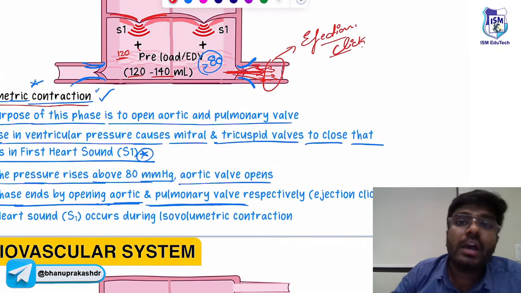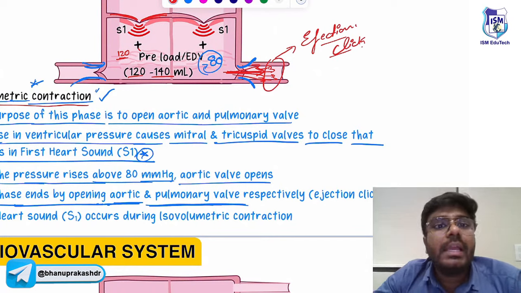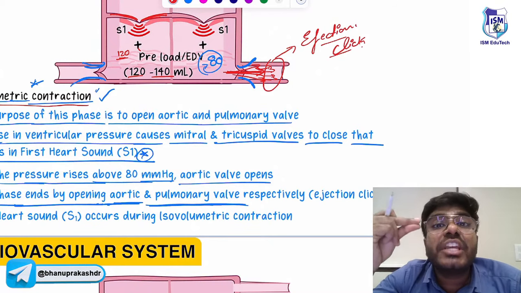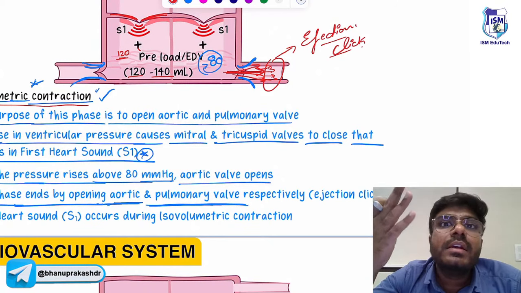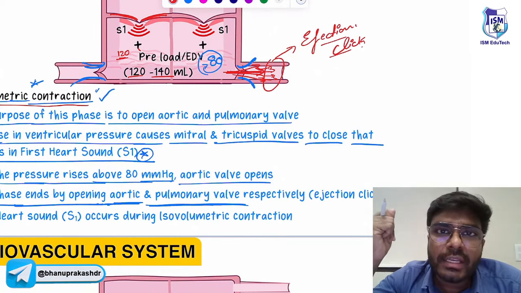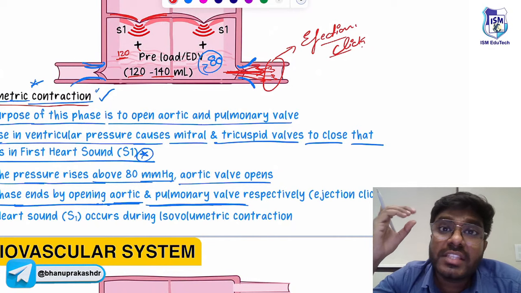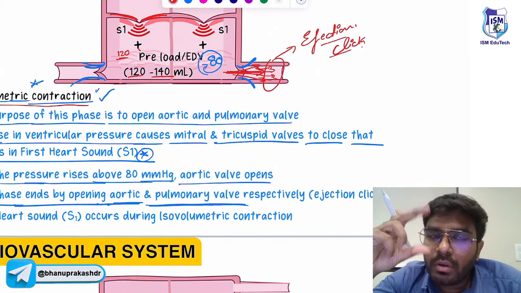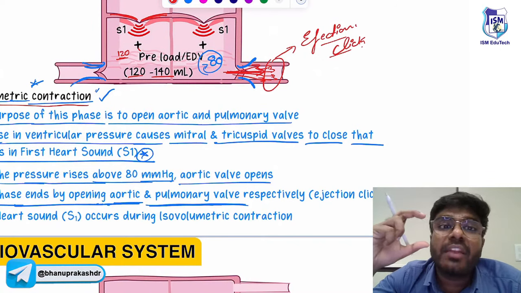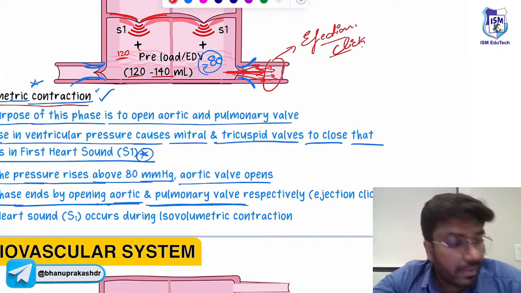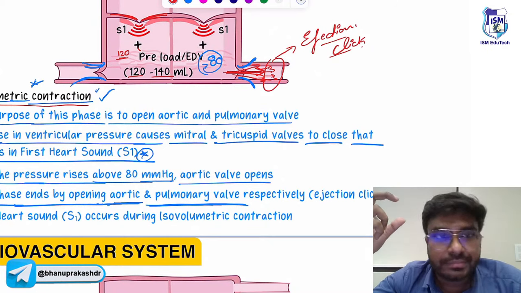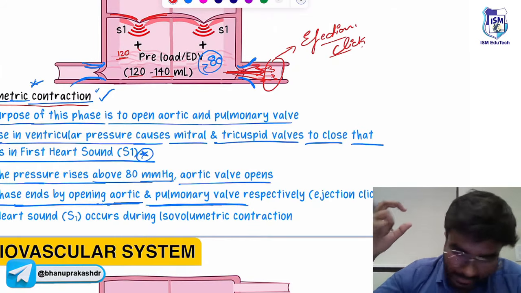The ejection of the blood is going to cause the ejection click. Whenever you hear this ejection click, it means the isovolumetric contraction is completed. What is the ejection click? Opening of the aortic valve will cause rapid movement of the blood from the left ventricle into the aorta, which will cause a heart sound, which is called the ejection click. Okay, done.